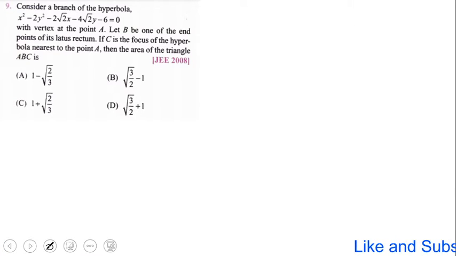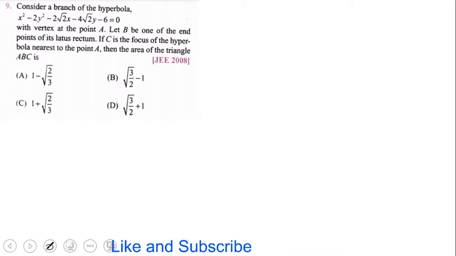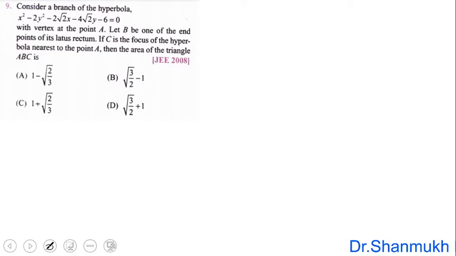Consider a branch of the hyperbola, whose equation is given there, with vertex at the point A. Let B be one of the end points of its latus rectum. If C is the locus of a hyperbola nearest to the point A, then the area of triangle ABC is. So which of the following among these is the right answer, we have to calculate here. Okay, so it is very simple.